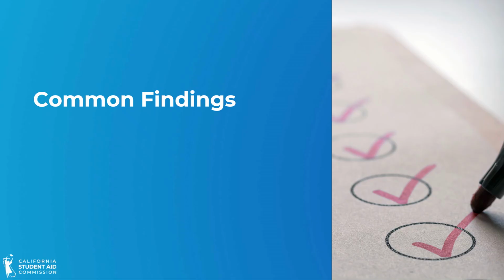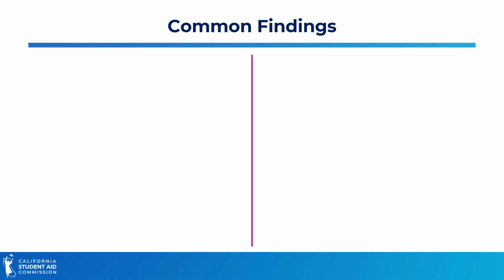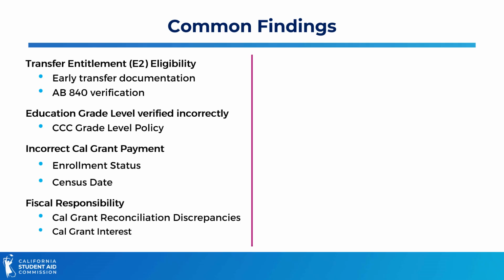Now we'll look at common findings and best practices. Here are some of the common audit findings, which are around the following areas of Cal Grant administration. Under Transfer Entitlement E2 eligibility, we have findings regarding proper documentation for early admit students and AB 840 verifications.